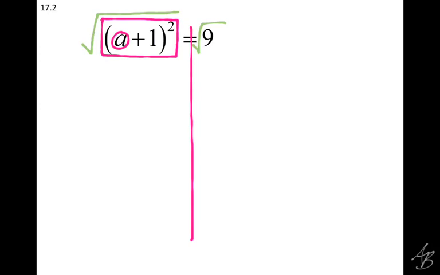On the left side, the square and the square root cancel each other out, which leaves what? A plus 1. Do I need the parentheses anymore? No. If I put the parentheses there, it's not wrong. But there's nothing else left over there, so I don't need to group those together.